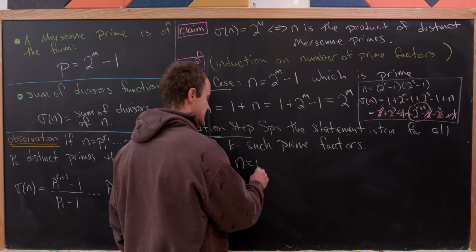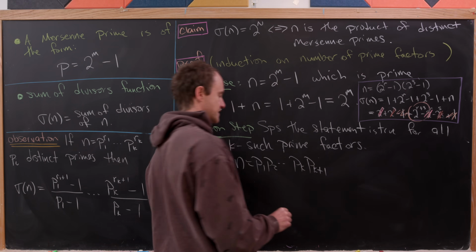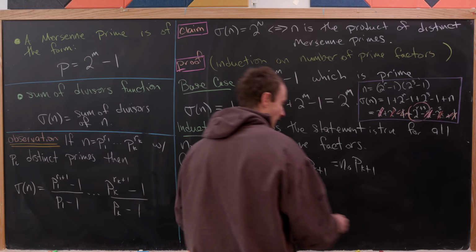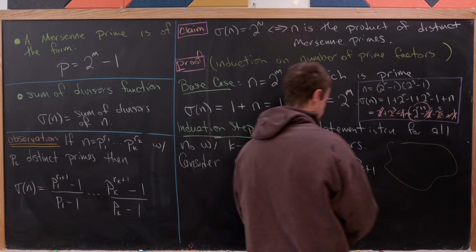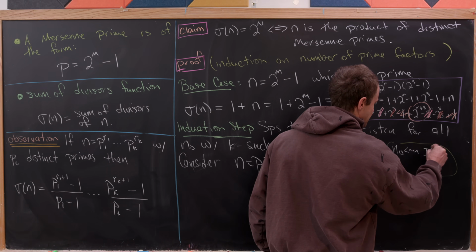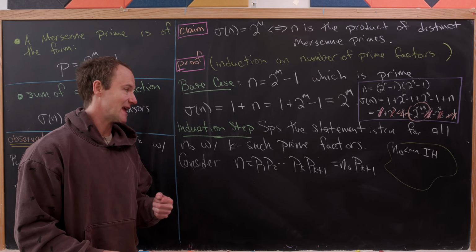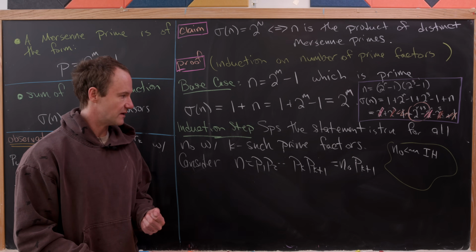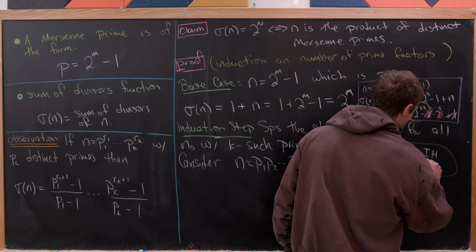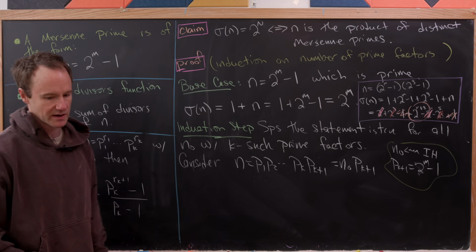So let's consider n to be p1 times p2 all the way up to pk times pk plus 1. But now I can write that as n naught times pk plus 1. And let's observe the following. So n naught will be considered via the induction hypothesis. I'll just put a little arrow there to say that the induction hypothesis applies to n naught because it's the product of k distinct Mersenne primes, and then pk plus 1 is of the form 2 to the m minus 1, because we're assuming that all of those are Mersenne primes.